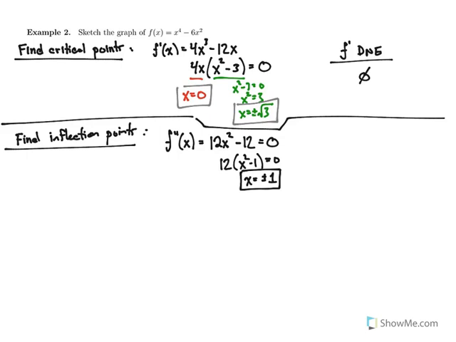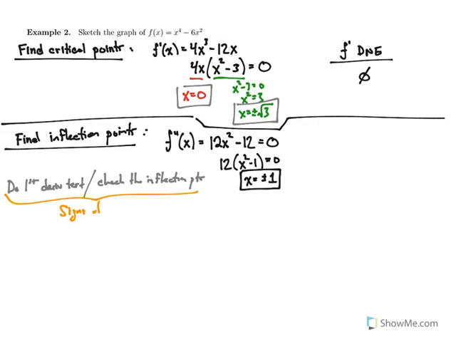And what we're going to do now is we're going to do the first derivative test, and we're going to check the inflection points. But really, all of this is to help us sketch the graph. And we're going to do that by basically finding the signs of the derivative.